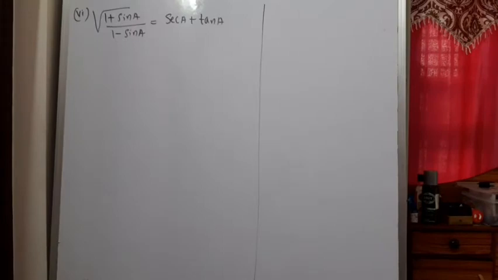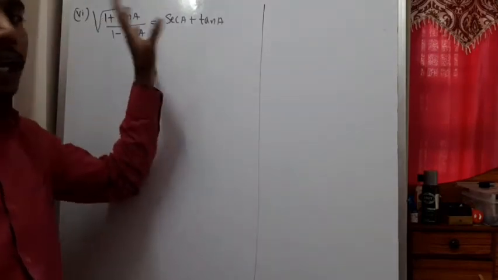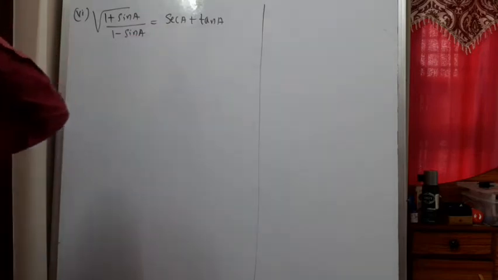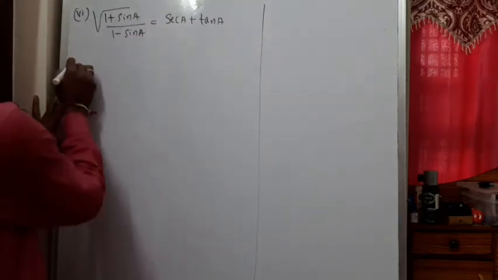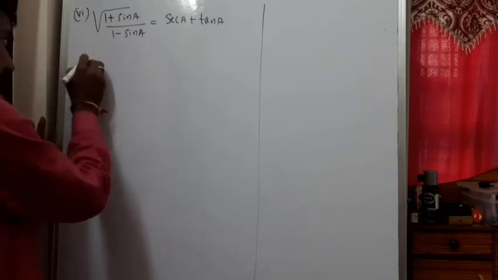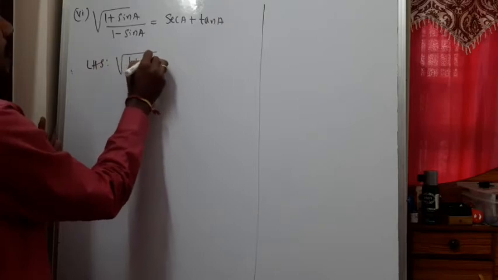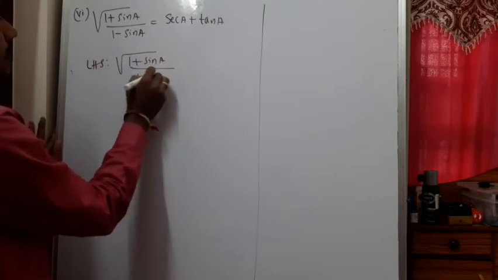Next, sixth question. Square root of 1 plus sin A divided by 1 minus sin A is equal to secant A plus tan A. We need to prove it. Fine. So we know we need to rationalize the denominator. How we rationalize the denominator? So before that, LHS is equal to square root of 1 plus sin A divided by 1 minus sin A.